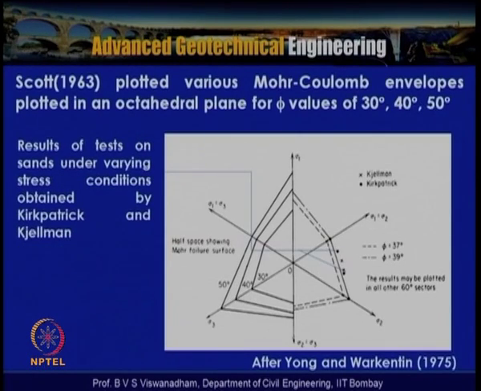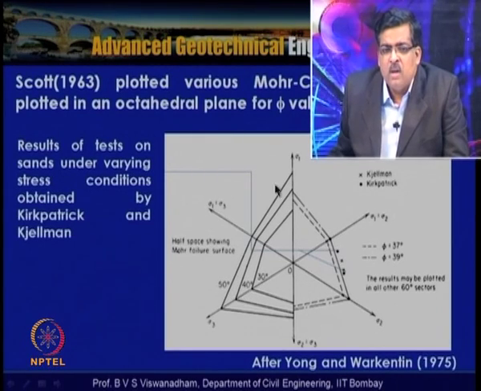Here in this particular slide, Scott 1963, after Young and Warkentin 1975, plotted various Mohr-Coulomb envelopes in the octahedral plane for different values of friction angle, phi, of 30, 40 and 50 degrees, and these were based on tests on sand.